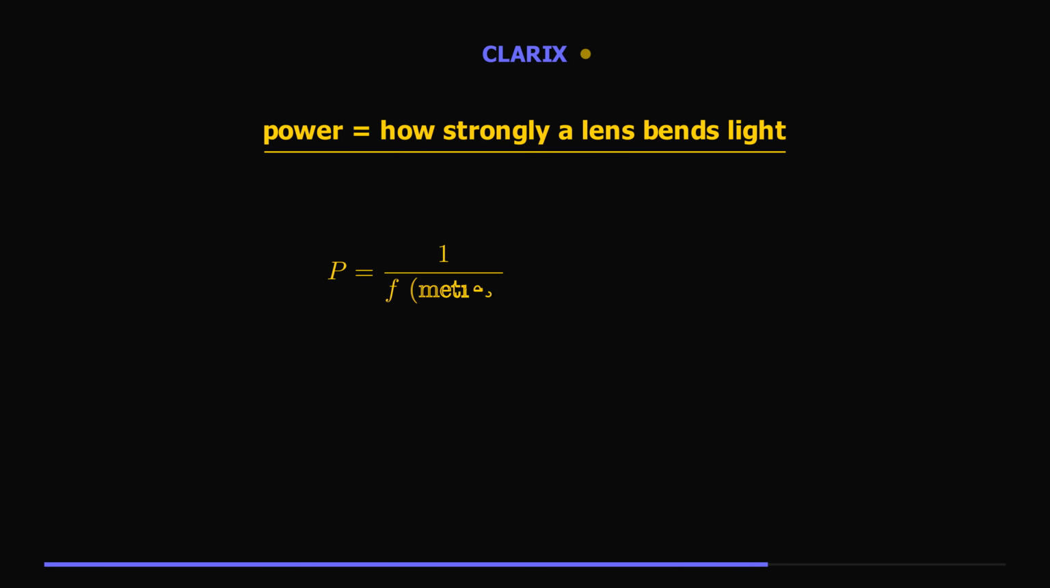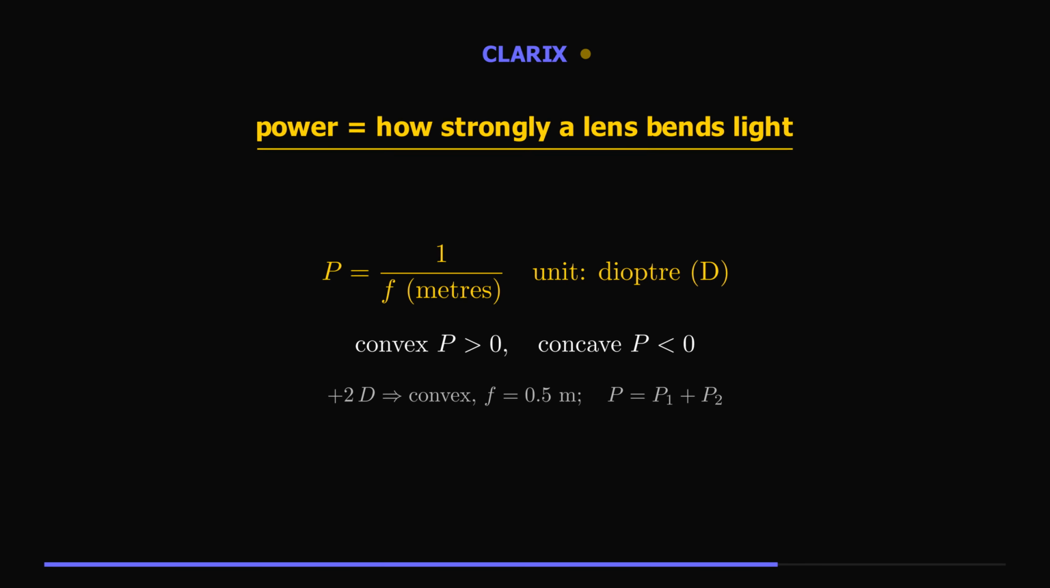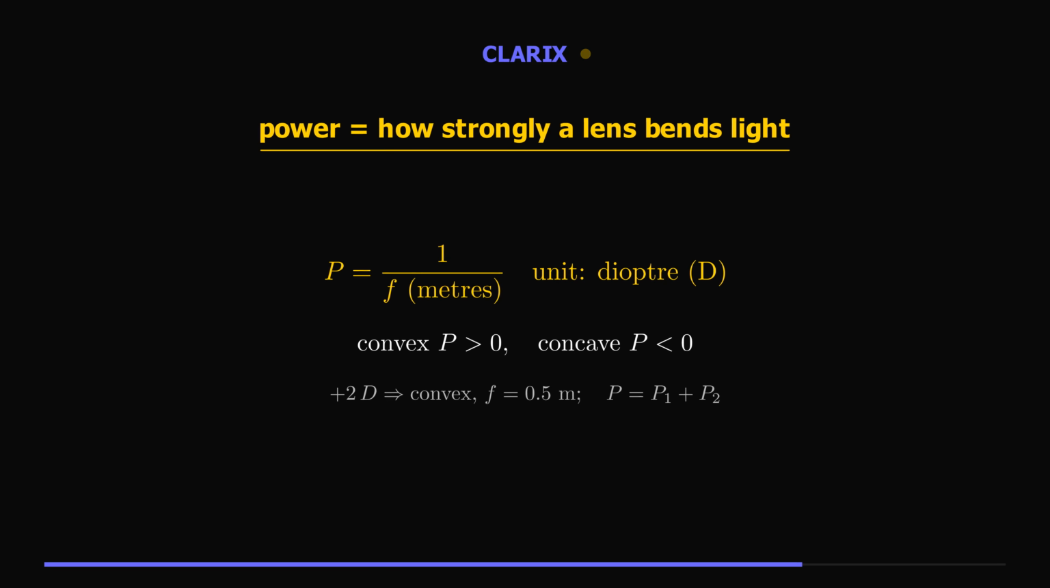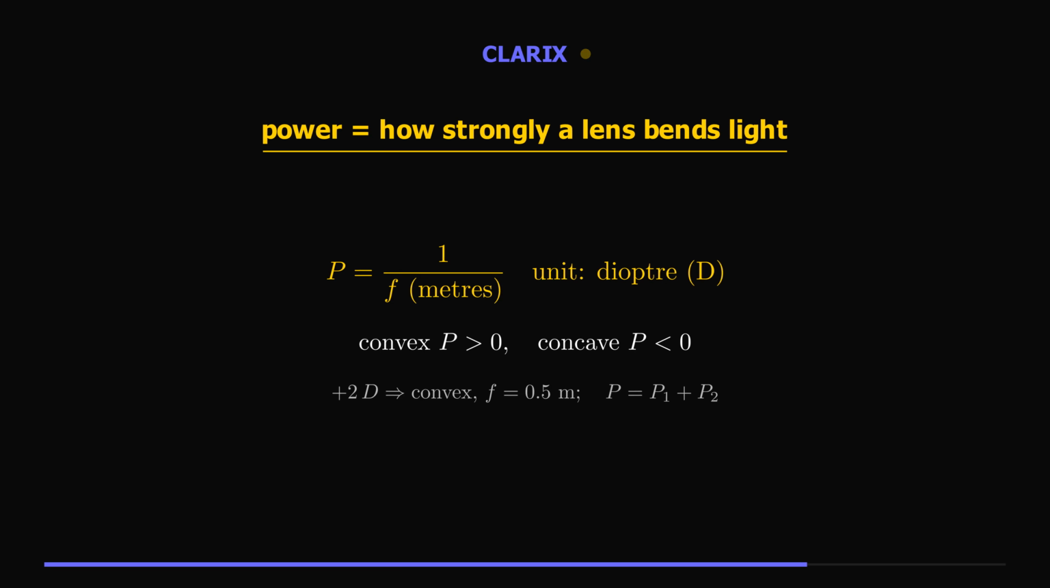One last idea, the power of a lens, which is how strongly it bends light. Power is just 1 over the focal length in meters, P equals 1 over f, and its unit is the diopter, D. A short focal length bends light hard, so it has high power. Convex lenses have positive power, concave lenses negative. That's exactly what's on your spectacle prescription. A +2 diopter lens is a convex lens of focal length half a meter. And when lenses are combined, their powers simply add up.